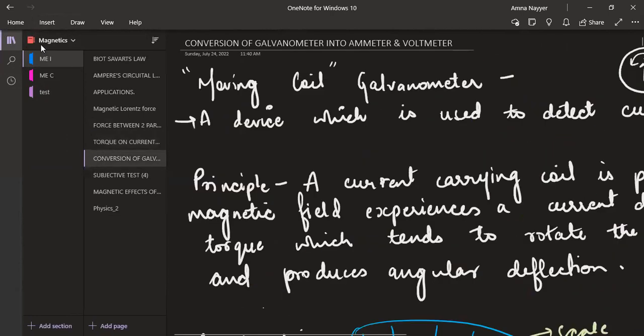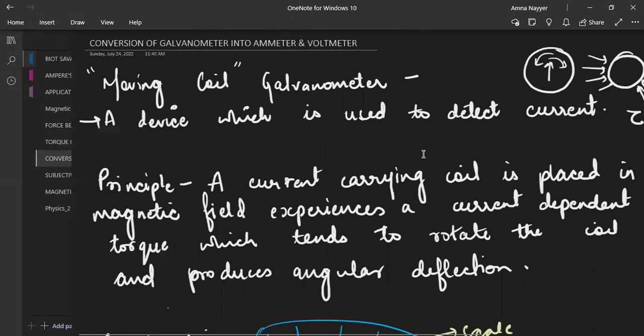Then you have the conversion of galvanometer into voltmeter, and voltmeter into galvanometer.